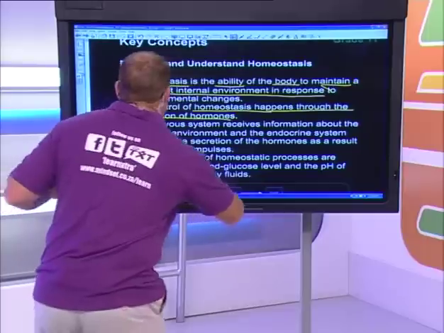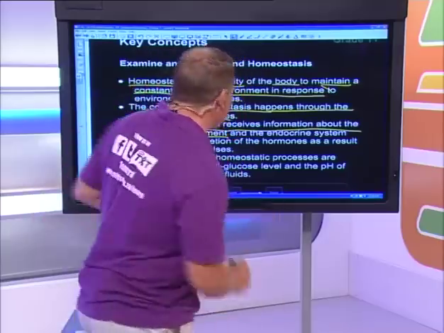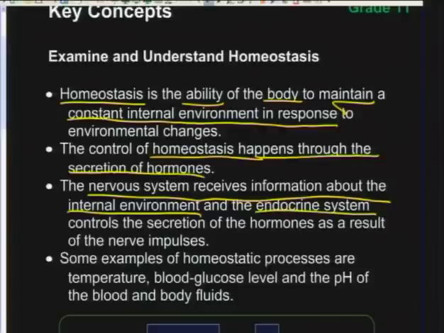Okay, so let's have a look at that. Your nervous system receives information about the internal environment. Simple, we all know that. Then I mentioned the endocrine system is where you get all your hormones. Your endocrine system controls the secretion of hormones. It'll either say you need to send this or you need to send that, or we need to hold this back a bit because we need something else. It just controls it. It's the managing system inside the body.